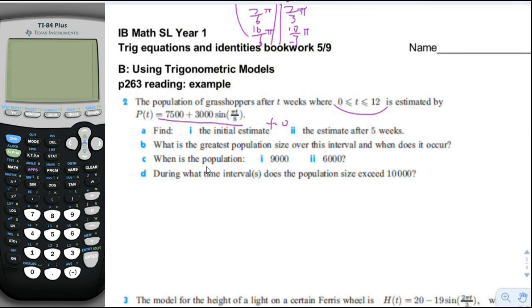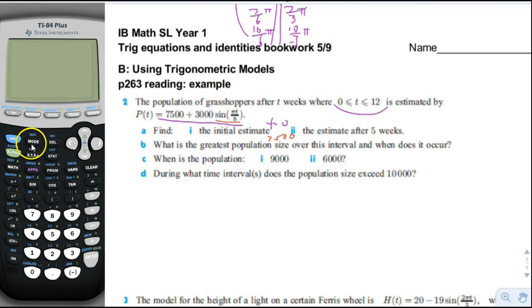Okay, so if you put t equals 0 in there, the sine of 0 is 0. And so basically the initial estimate is p equals 7,500. The estimate after 5 weeks, then you would put 5 in for t, and then you would have the sine of 5 pi over 8. Okay, and then this, of course, you're going to have to use your calculator for this.